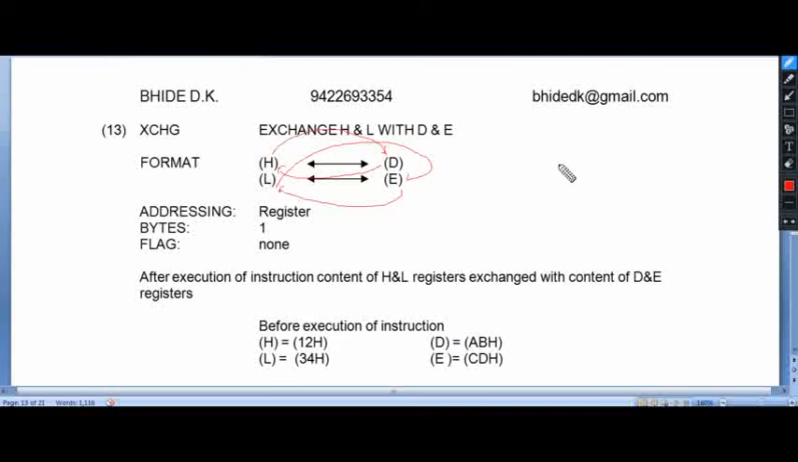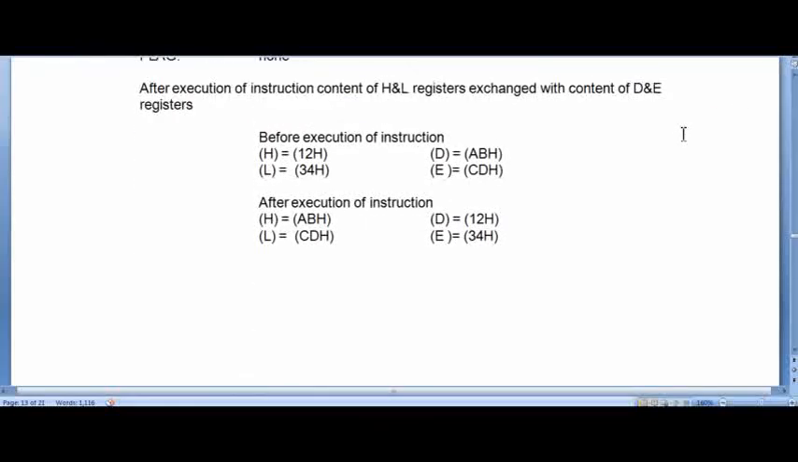Let's go for a specific example. Here, before execution of the instruction, let H equal 12, L equal 34, that is 1, 2 and 3, 4, D equal to AB, E equal to CD. These are the numbers present in the registers.